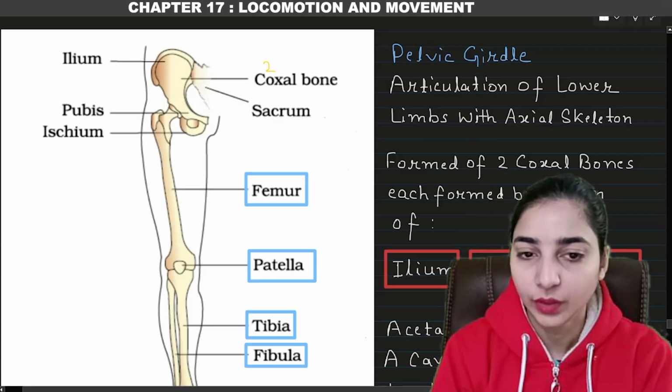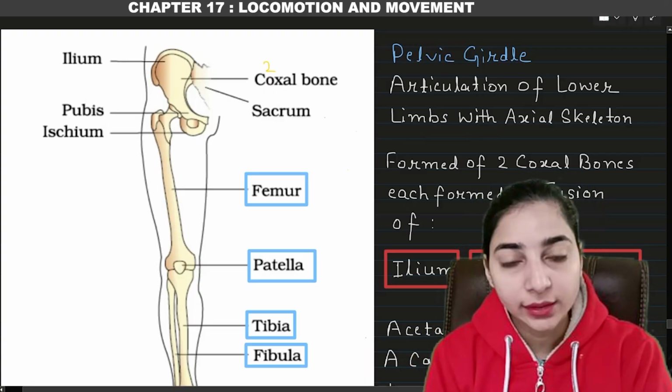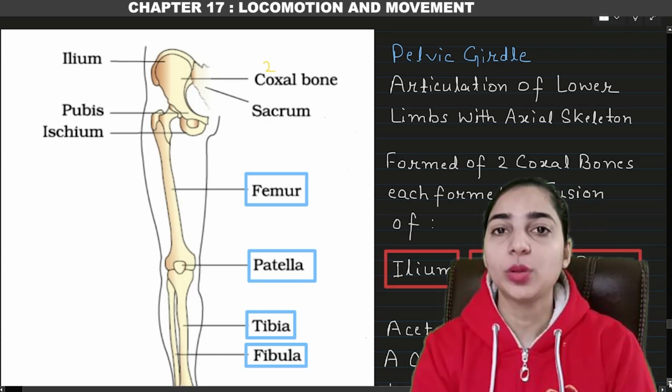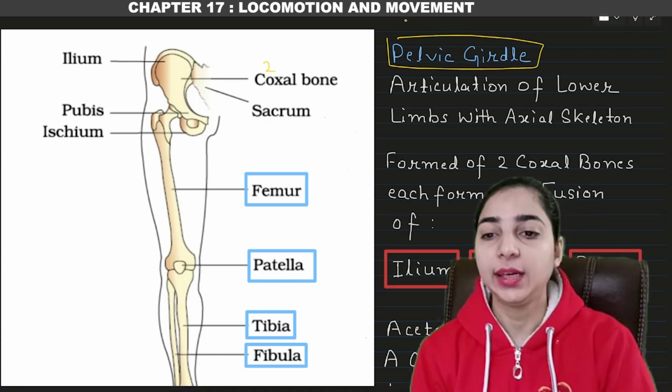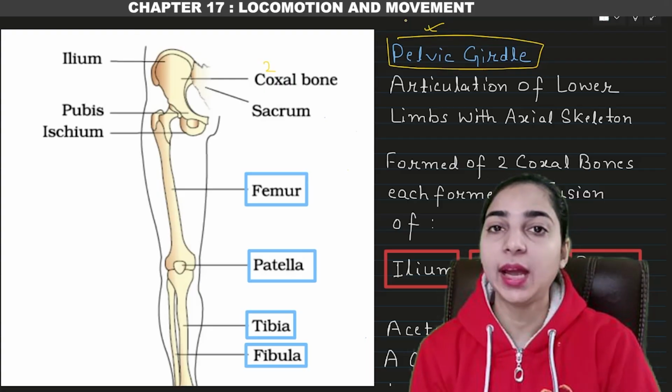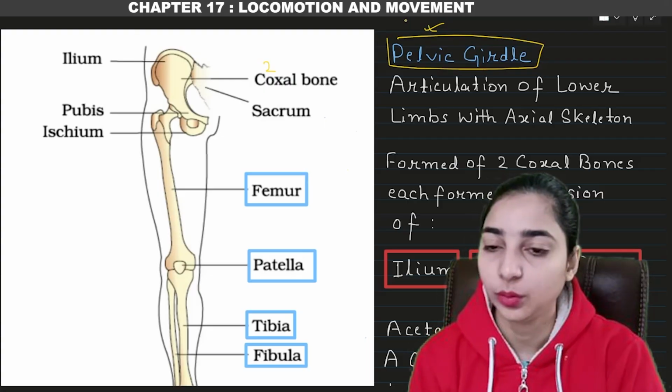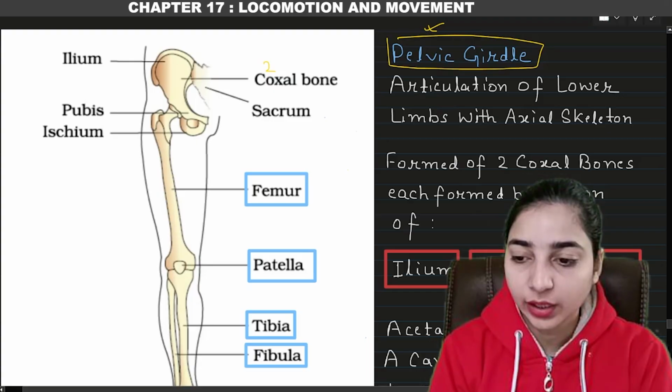Okay, now we come to the lower part, that means the legs and the associated girdle, that is the pelvic girdle. So which girdle attaches the leg with the trunk? It is the pelvic girdle. And which girdle attaches the hand with the trunk? It is the pectoral girdle. Okay. So on the left side we have the diagram of the leg.